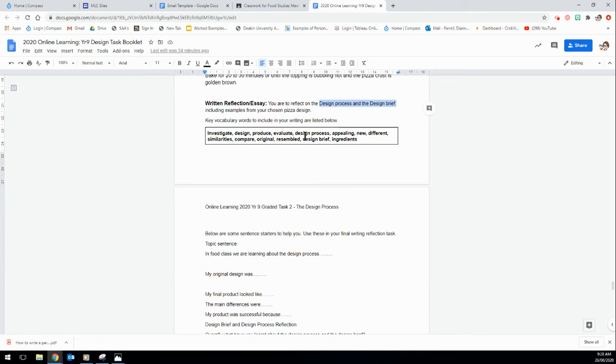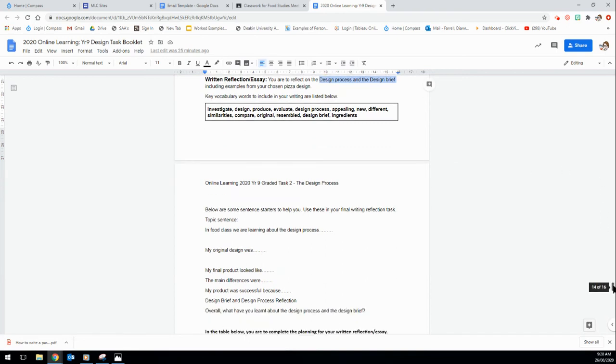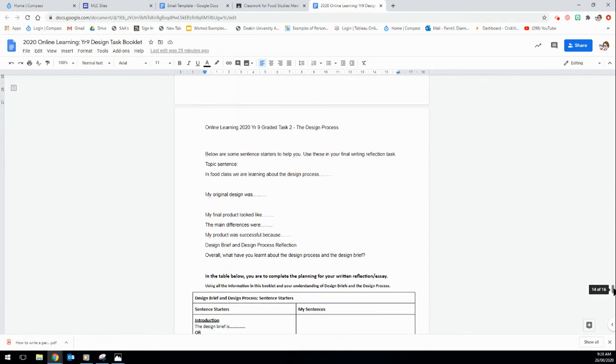These are some of the key vocabulary words that you would have done throughout this unit, and I suggest that you use these where appropriate, okay? Down a little bit further, we have some good sentence starters that might help you when you are doing your reflection or you're writing your essay. Okay, so below are some sentence starters to help you. Use these in your final writing reflection task essay.